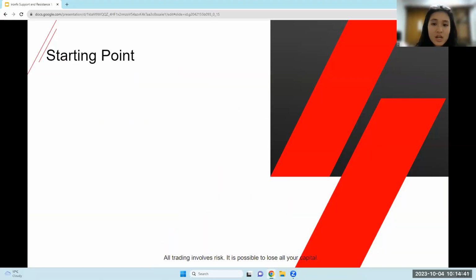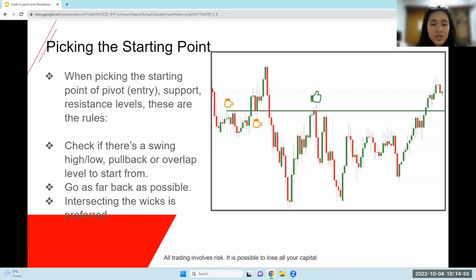Okay, so now that we know how to identify significant swings and use them as support and resistance levels, what are some things that we can look out for when inputting a support or resistance level? Okay, firstly, picking a starting point. So when picking the starting point of pivot, which is your entry level, support and resistance levels, these are typically your rules that you can follow.